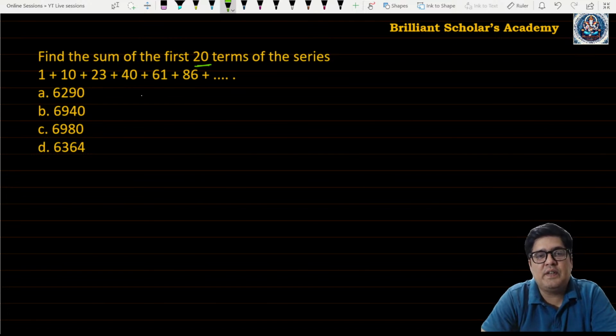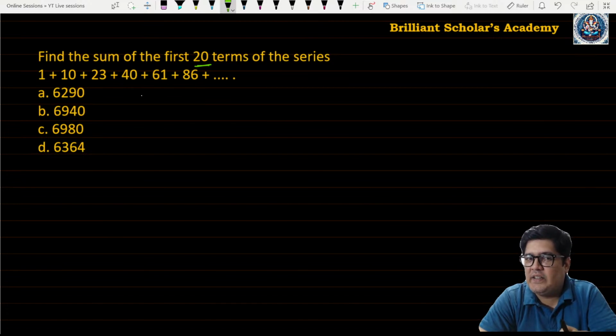Find the sum of first 20 terms of the series: 1 plus 10 plus 23 plus 40 plus 61 plus 86. First, you will have to find out the general term. From the general term, you have to find out the sum of terms. Are you able to see any pattern in these numbers?